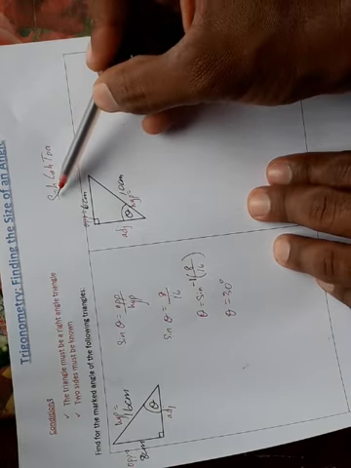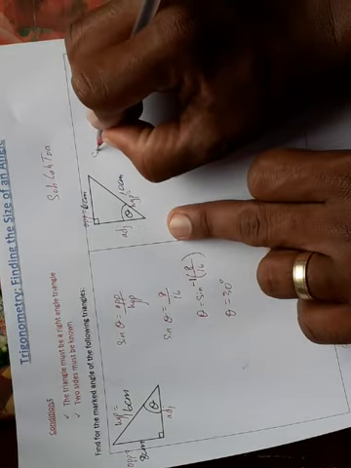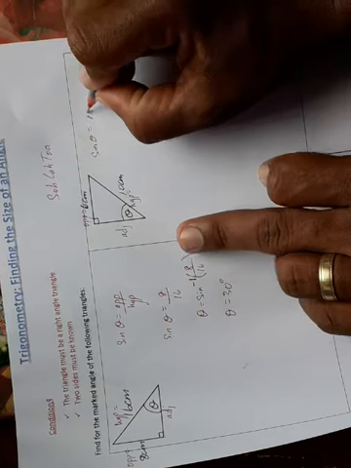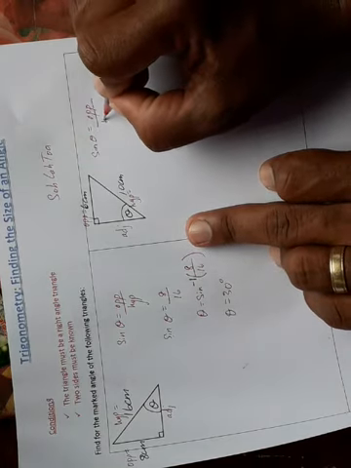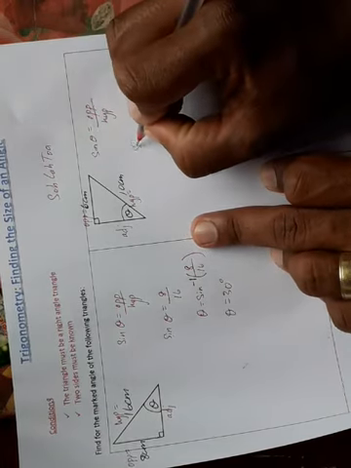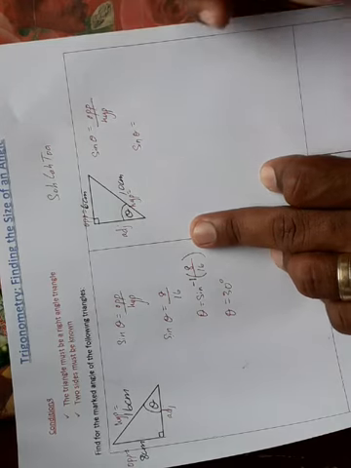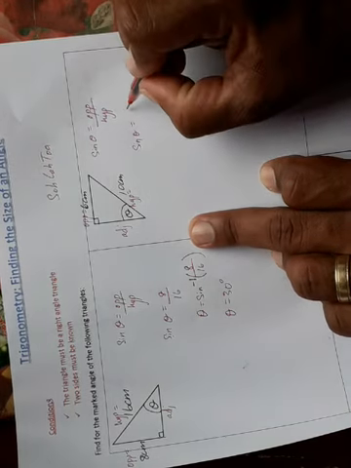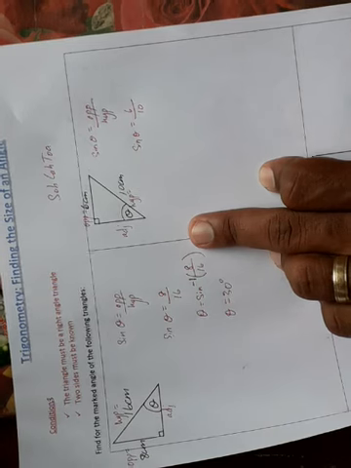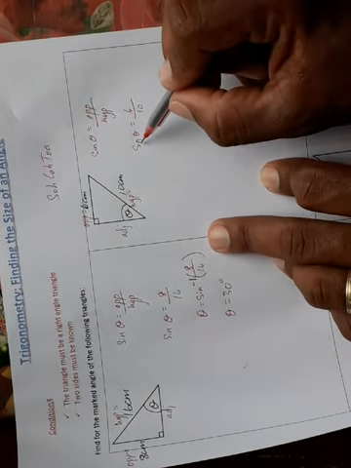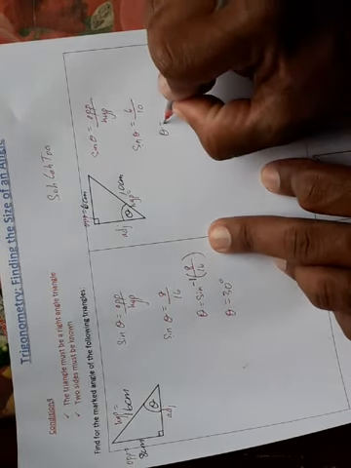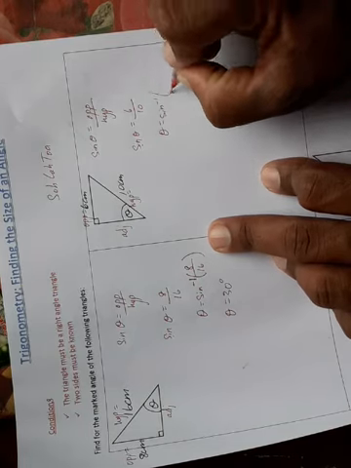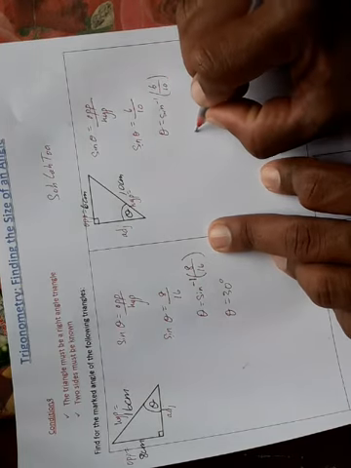Again, we'll use sine. So I write sine theta equals the opposite over hypotenuse. We don't know what theta is yet. Opposite is how much? 6 over the hypotenuse, which is 10. So I'll take sine inverse on the other side, so theta will equal sine inverse 6 over 10.